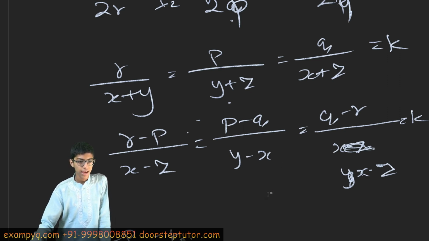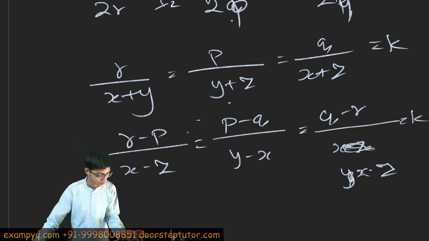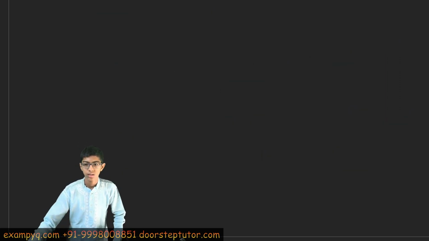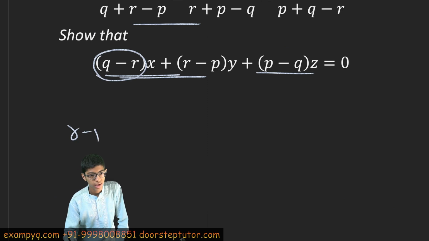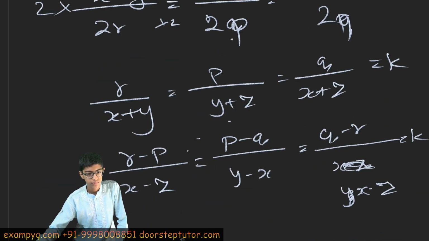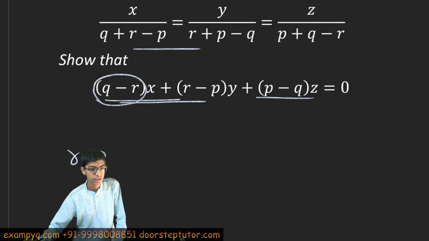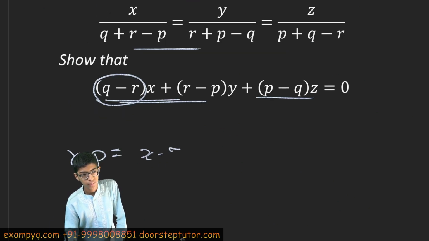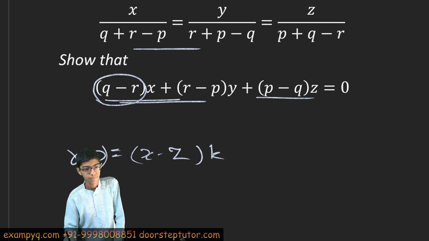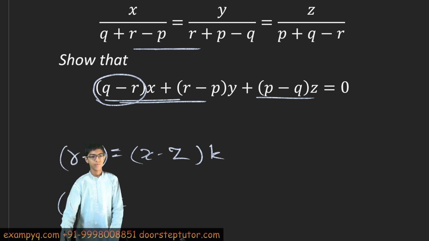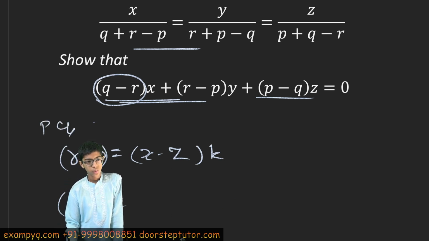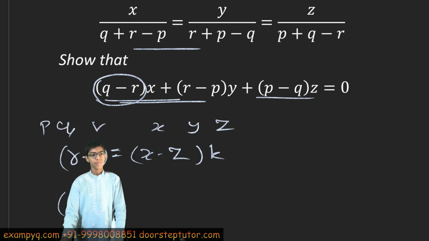Therefore we have that r minus p equals k into x minus z, x minus z into k. Similarly we will find for p minus q and q minus r. As all of them are cyclic, we have p, q and r here, x, y and z here, which correspond to each other.